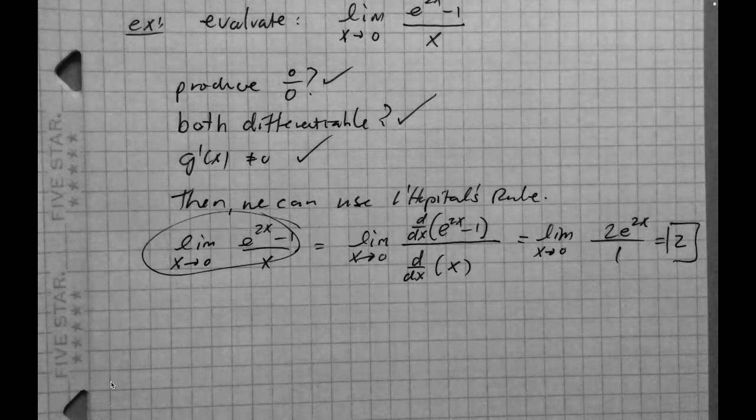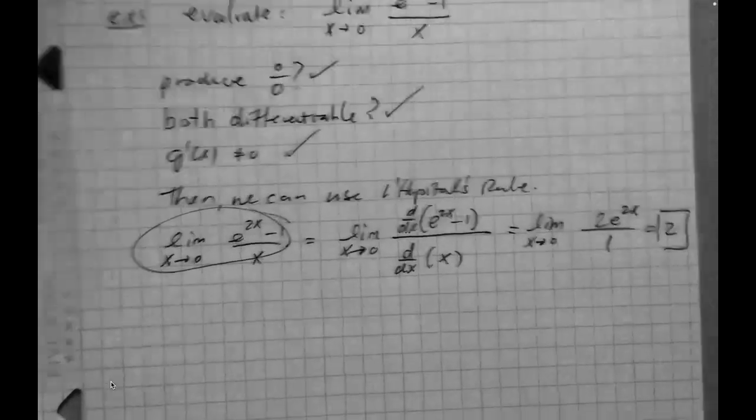That we can differentiate the top and bottom, and we can find the limit of that new ratio of functions, and the limits will be the same as the original function. Okay, now notice a couple things here to be careful of. Things to point out here.